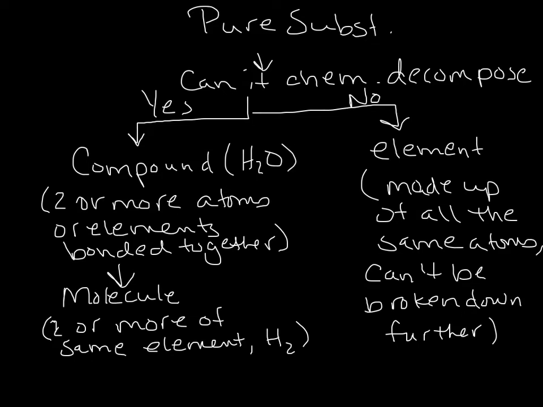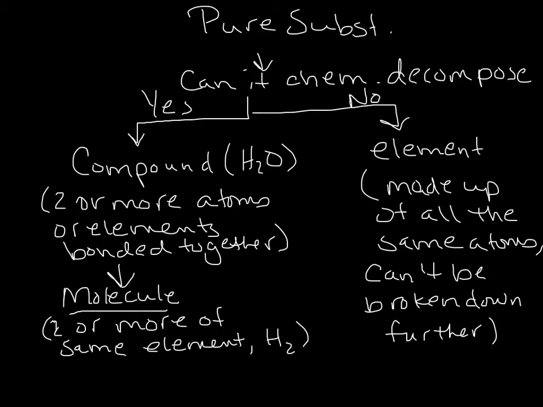I have two or more different elements stuck together. When I have just the same element stuck together, like H2 or O2 or N2, that's what we call a molecule of those things. And a molecular formula is the actual number of atoms of each element in a compound.